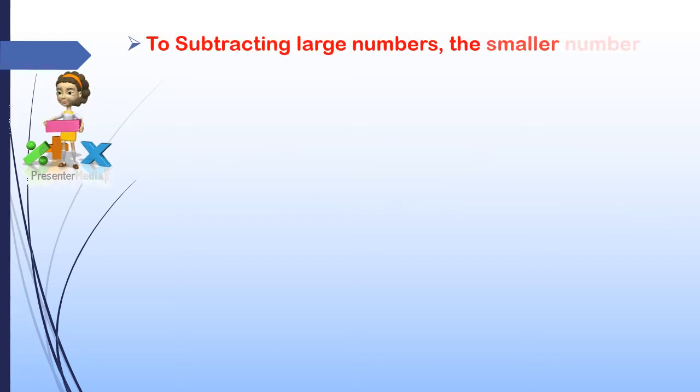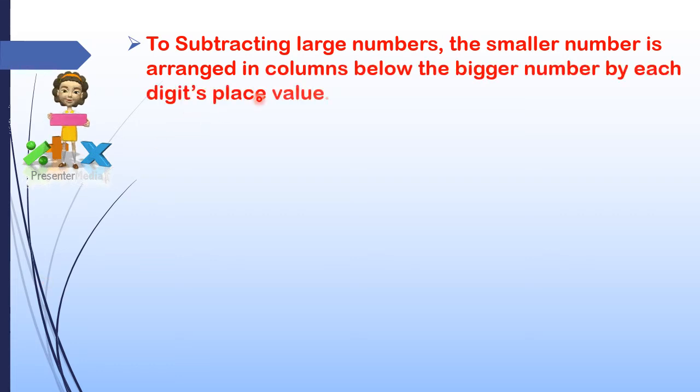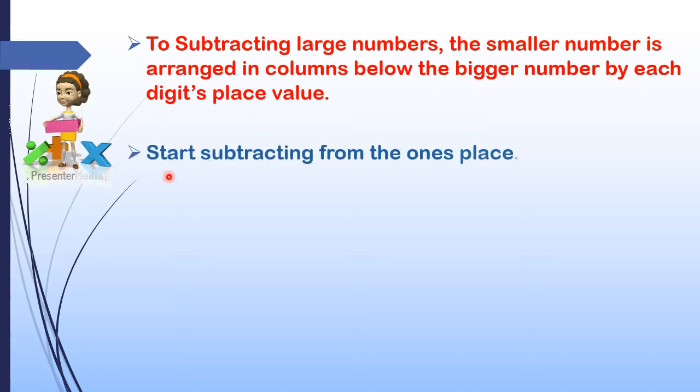So to subtract large numbers, the smaller number is arranged in columns below the bigger number by each digit's place value. Whenever we subtract, the first step is to write the bigger number first, then below the bigger number you write the smaller number, according to their place value. So ones, tens, hundreds, thousands, like that. After that, you can start subtracting from the ones place.